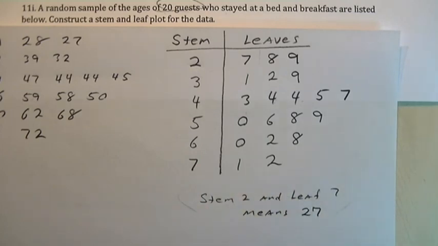That's a stem and leaf plot. That's all you have to do for that problem, and you're done with problem number 11 on the Math 128 final. It takes a little time, but it's really pretty easy stuff.